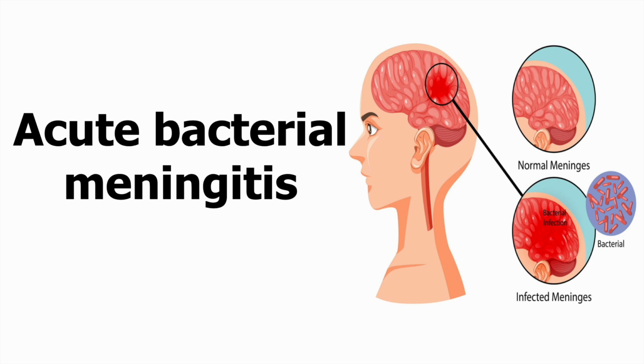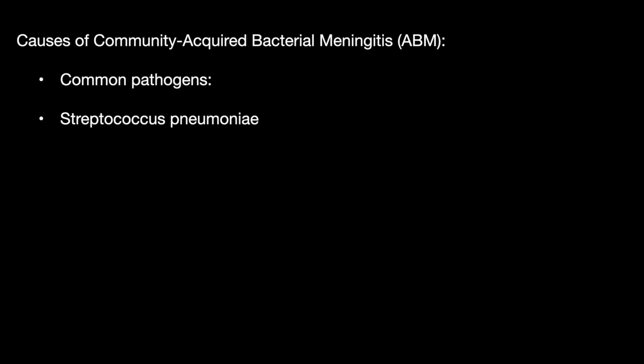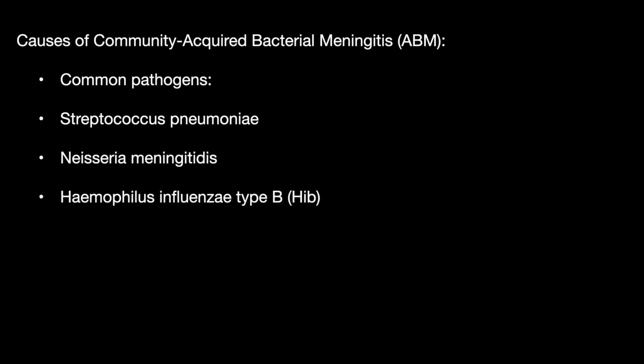Hello and welcome everyone. Today we'll be discussing acute bacterial meningitis. The causes of community acquired bacterial meningitis, the common pathogens being Streptococcus pneumoniae, Neisseria meningitidis, Haemophilus influenzae type B.